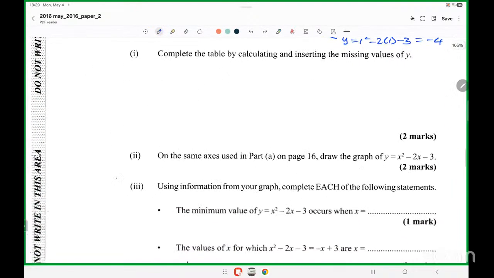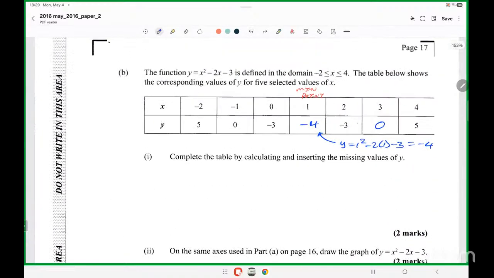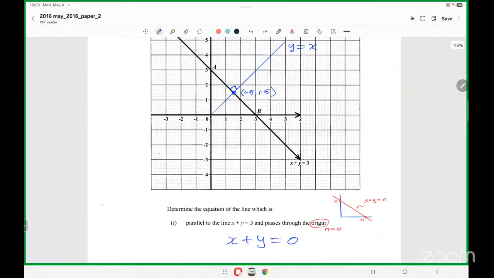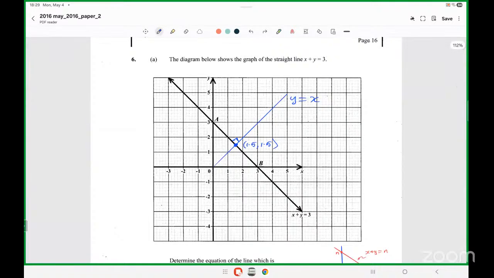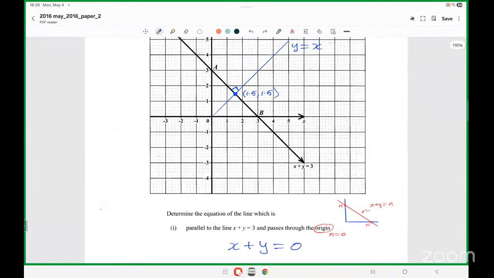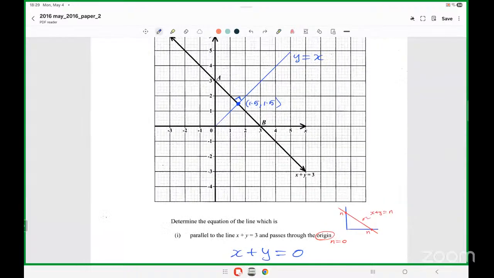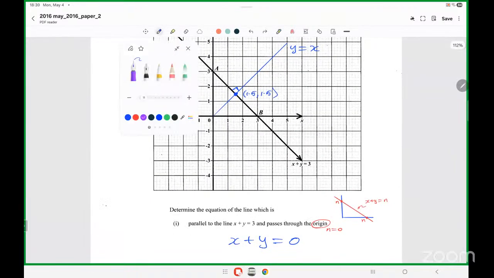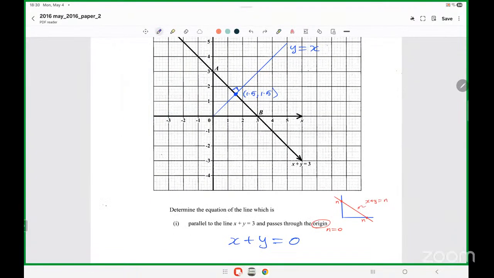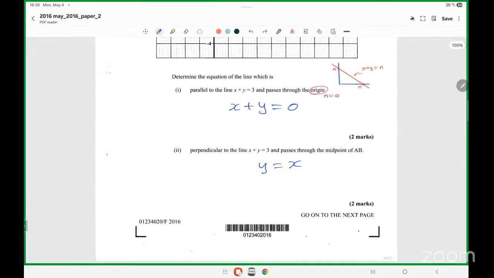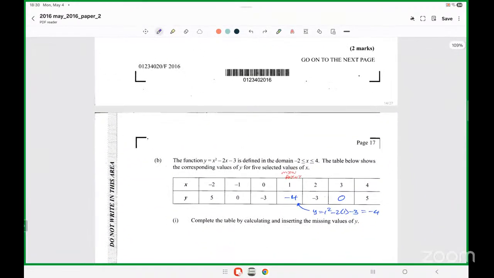All right. Next question says, on the same axis, using part A and page 15, we're going to draw this graph. Also, this graph up here, so let's draw the graph on this axis. See that? We want us to come back on this axis and draw that curve. Let's do it in purple. Let's draw this graph up here, so now. All right, let's put in the points.